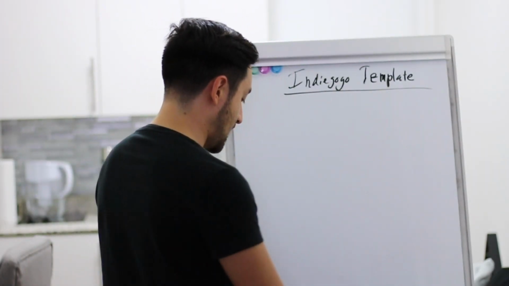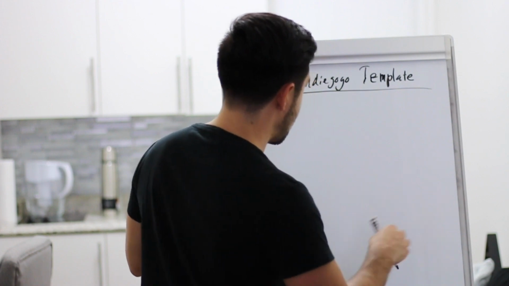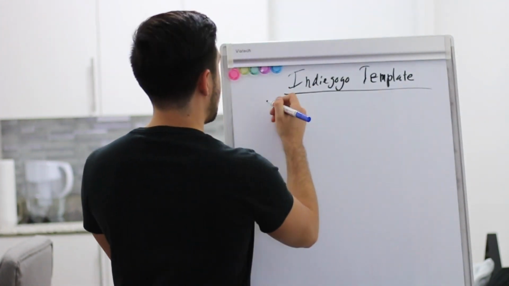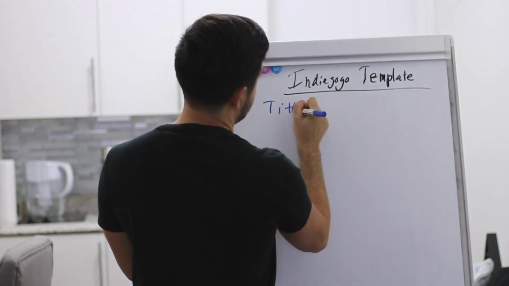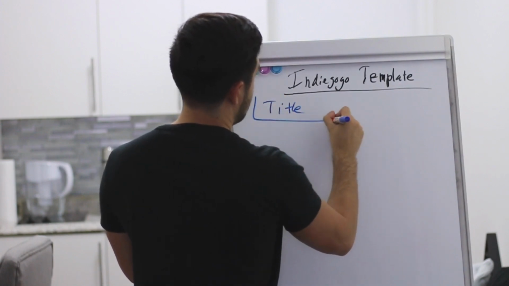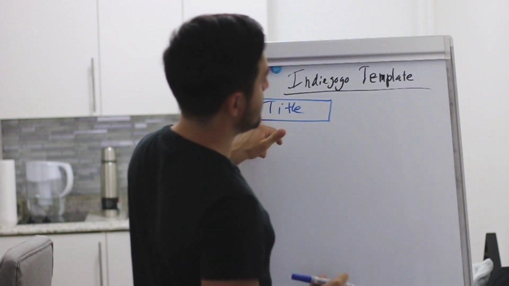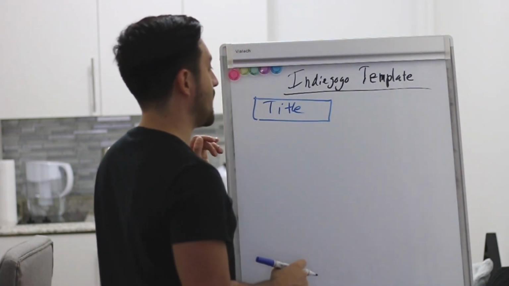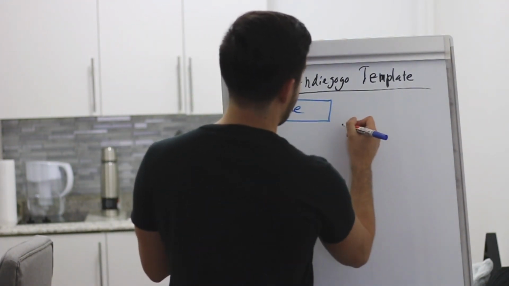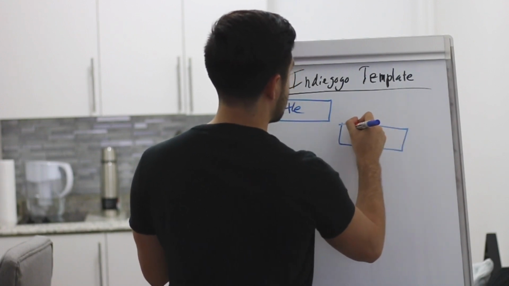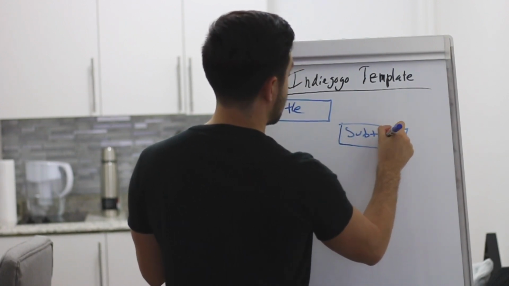Let's start with the visual component of an Indiegogo campaign page. The first thing that you have with your Indiegogo campaign page is a title. This title is basically what people are going to see when they come to your campaign. It's the first thing that's going to give them an idea of what this is about. We'll get into some tips for that. You also have a subtitle. This is sort of expanding on the title.